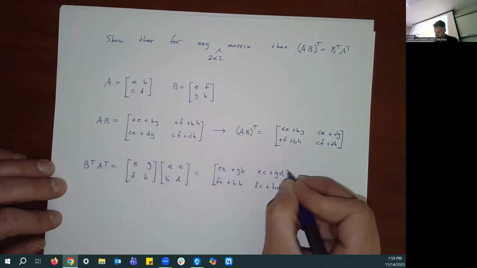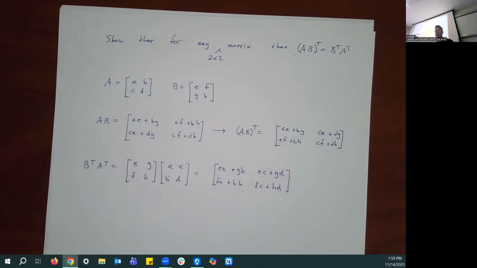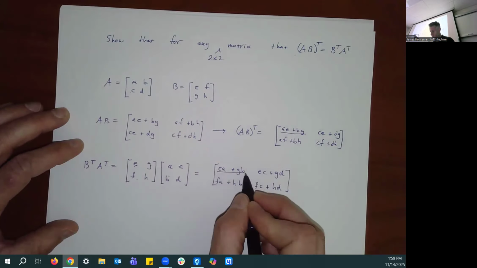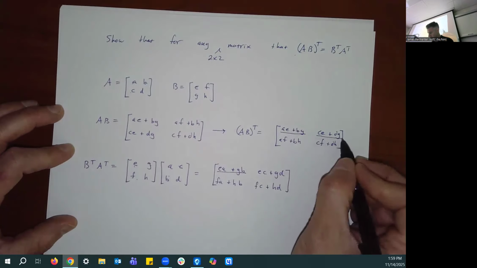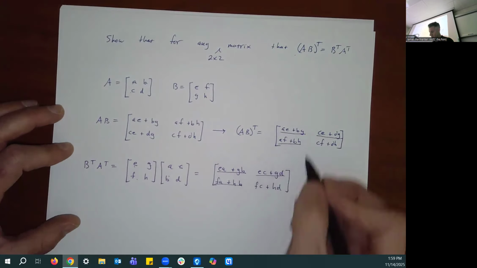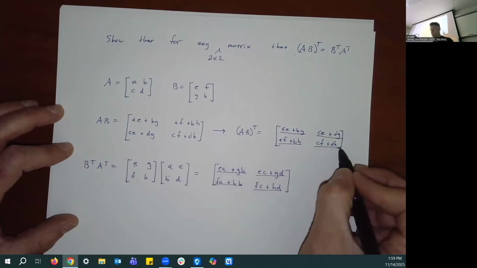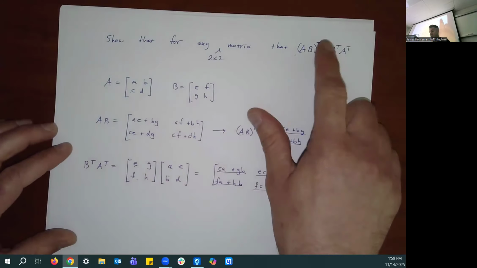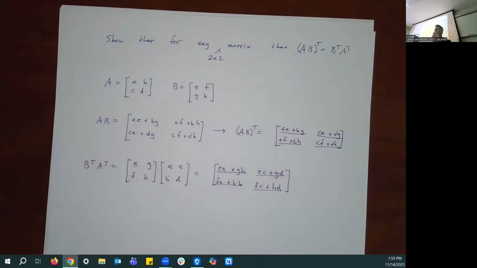And even though my multiplication is written in the other order, for the multiplication of real numbers, order doesn't matter. So let's check. Is AE plus BG the same thing as EA plus GB? You bet. So is CE plus DG and EC plus GD, and FA plus HB and AF plus BH, and FC plus HD and CF plus DH. Yep, they're the same. So interestingly, when you take the transpose of a product, it reverses the order of multiplication. It's the product of the reverse order of transposes. It's kind of a neat thing.